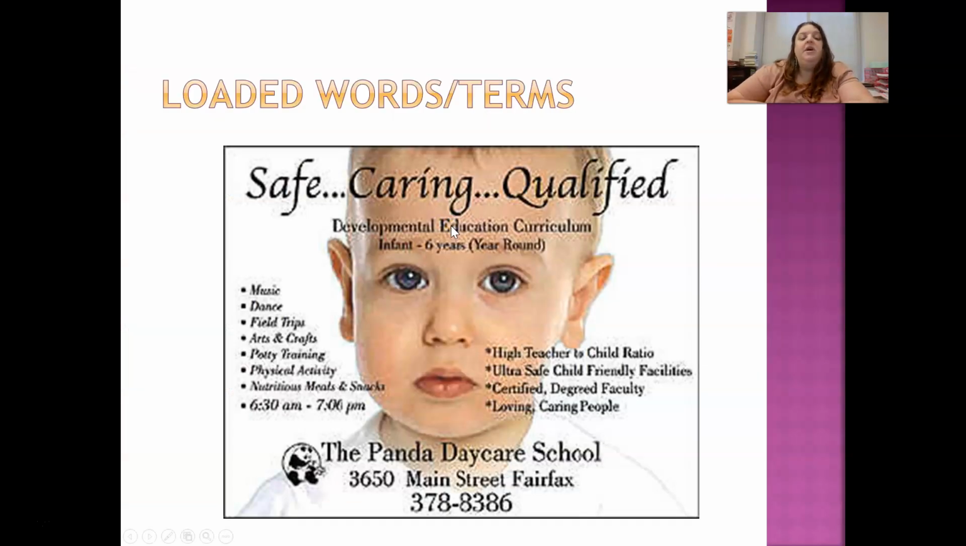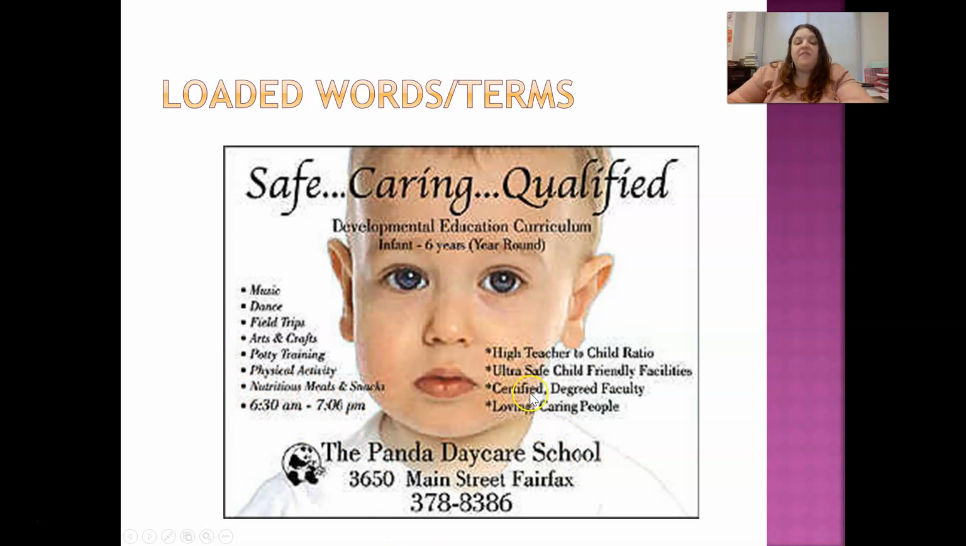So here's an example. On this ad, we also see ethos, pathos, and logos. So safe, caring, qualified, those are positive words. They're loaded words or loaded terms that they want you to know. So it's a developmental educational curriculum. So this is logos. It's giving you examples of things that they have: dance, music, field trips, arts and crafts, potty training, the times they're open, their address.